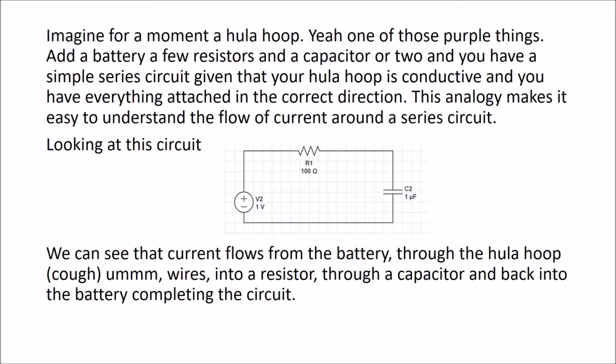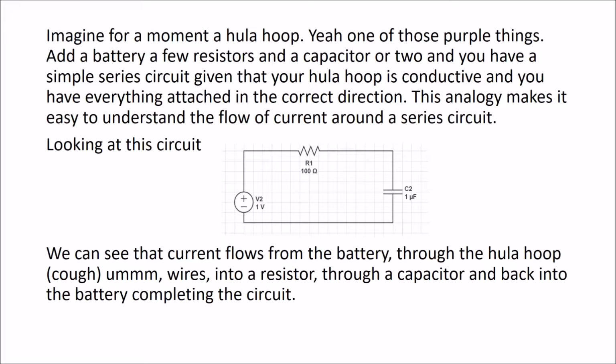Imagine for a moment a hula hoop. Yeah, one of those purple things. Add a battery, a few resistors, and a capacitor, or two, up to you, and you have a simple series circuit, given that your hula hoop is conductive and you have everything attached in the correct direction. This analogy makes it easy to understand the flow of current around a series circuit. Or circus. Up to you.